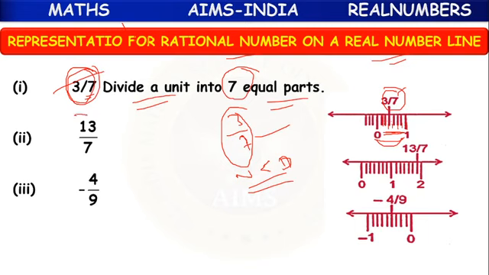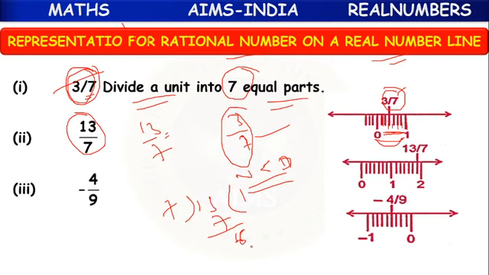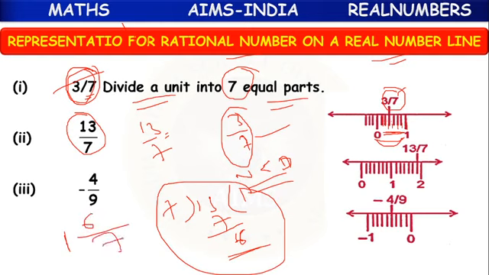Suppose we have an improper fraction like 13 by 7. First, we have to turn it into a mixed fraction. 7 ones are 7, and 6 is remaining. So we are dividing 1 time: the quotient is 1, and the remainder is 6, when the divisor is 7.